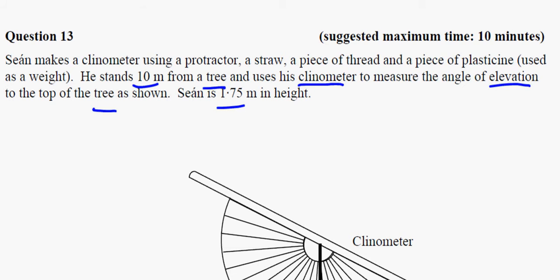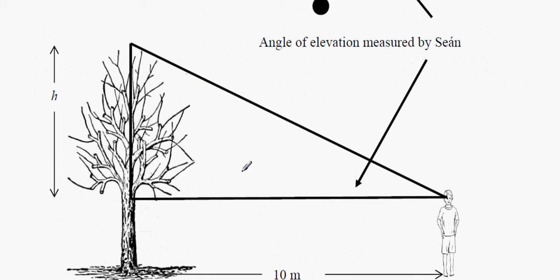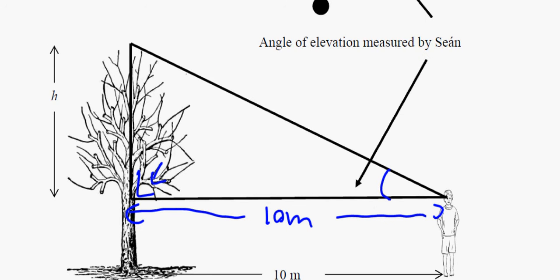So we see Sean here, and he measures this angle, and he's trying to figure out what the height of the tree is. Remember, this is a right angle triangle because it's straight across and straight up. The adjacent side of this triangle is 10 meters long because it says he's 10 meters away from the tree, and what we're looking to do is find the height of the triangle, of the tree, from here to here.